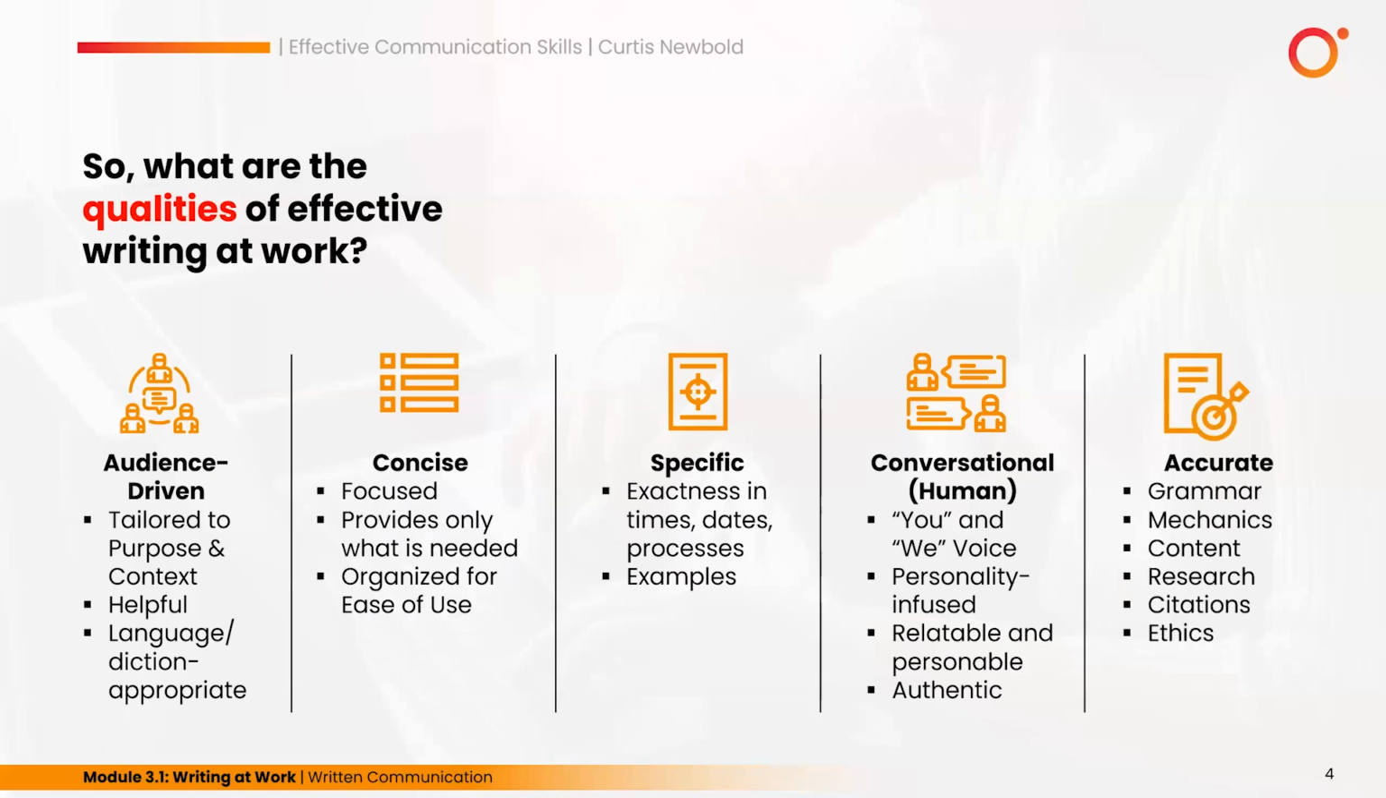And then lastly, it is accurate. Accurate is a few different things. First of all, it's accurate in grammar and mechanics, so it is structurally and grammatically correct in the language that we are communicating in. The content and research is accurate, meaning that it is information that people can trust and lean on. If it needs citations or references, those are cited correctly, and that information is there, and it just follows good ethical practices. So these are the qualities of good and effective writing, and we're going to talk about these in more detail as we go through the rest of Module 3.